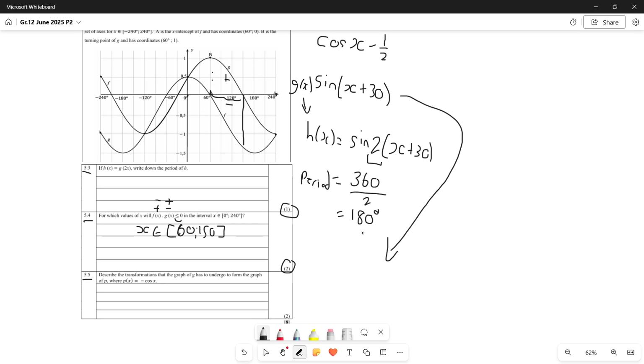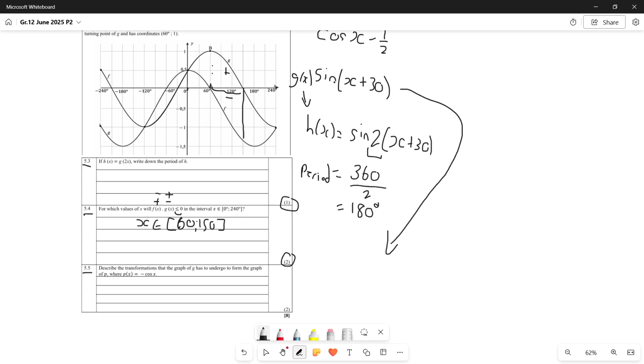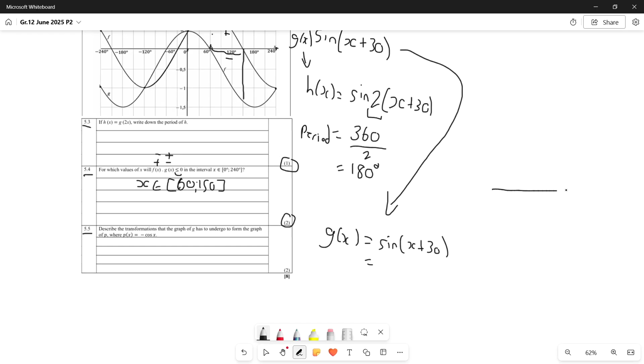So the fact that we need to turn it into a cos means that we are going to have to do some sort of co-function. So I'm just going to rewrite our g of x over here. In order to do a co-function, we can go one of 2 ways. We can either try and get 90 minus, but that'll take quite a bit of work. So it might be easier to get 90 plus.